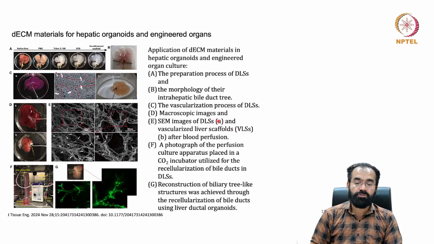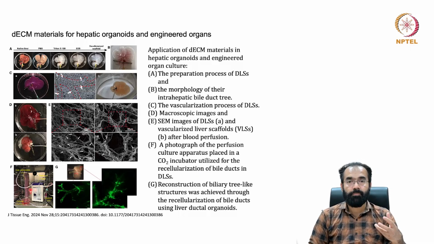And in D, there are microscopic images, ultrastructural images of the matrix. And E shows scanning electron microscope, SEM, images of the DLS, the matrix you created, and the vascularized liver scaffold, VLS. Like you can see in A, B, C, and D, they are the vascularized images. And panel F is a photograph of the perfusion culture apparatus placed in the CO2 incubator, used for recellularization of bile ducts in the DLS.